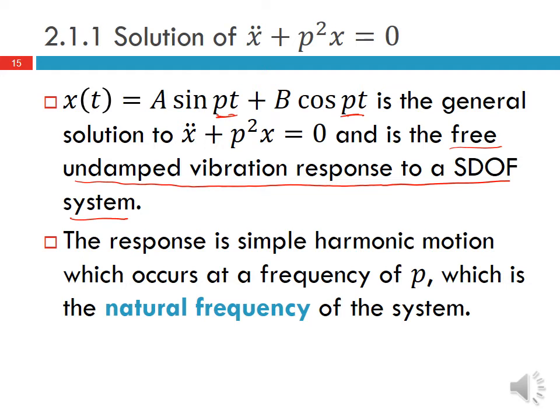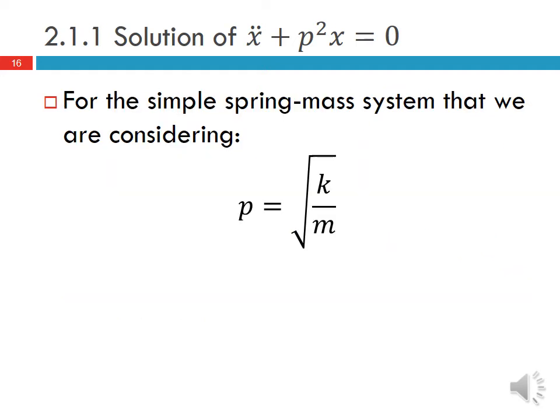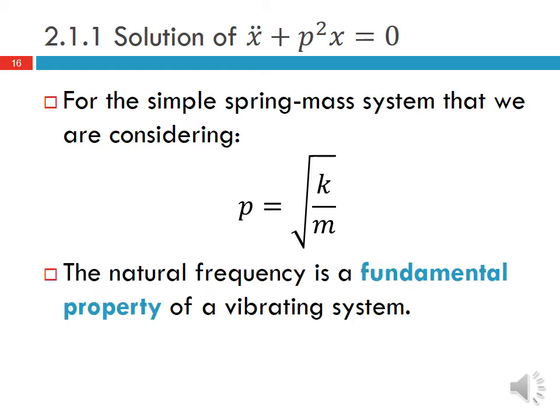And we see that it's a simple harmonic motion. For the simple spring mass system that we're considering, we know that p is equal to the square root of k over m. So the natural frequency is a fundamental property of the vibrating system. It doesn't change depending on the initial conditions or anything like that. It is a fundamental property of the system that is related to its stiffness and mass properties.